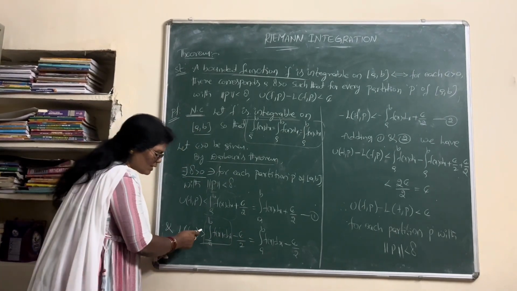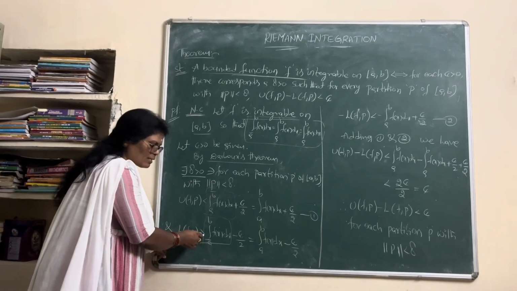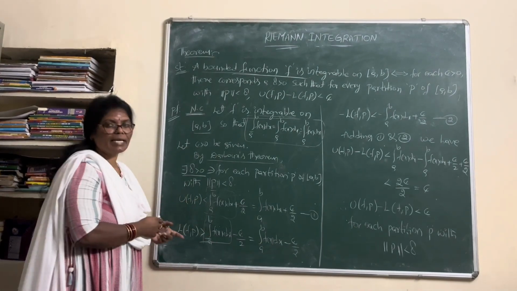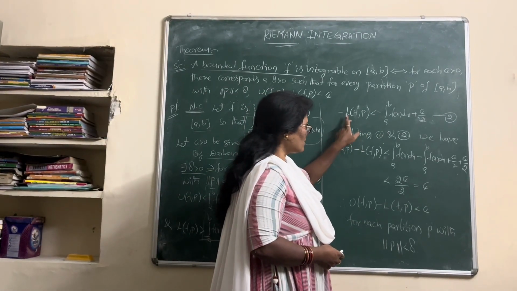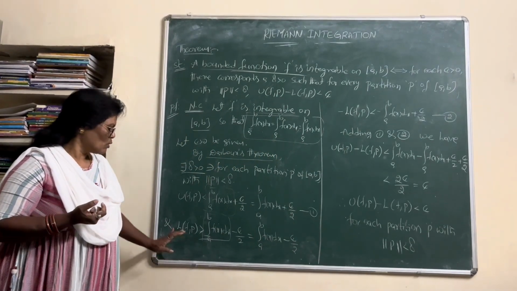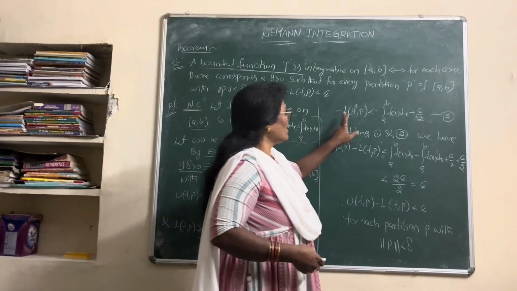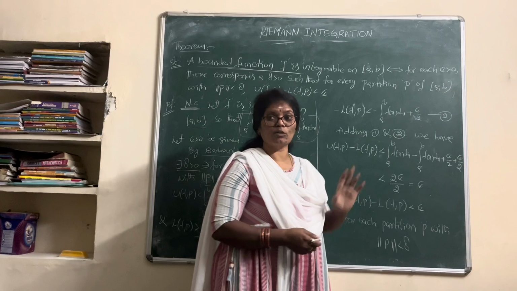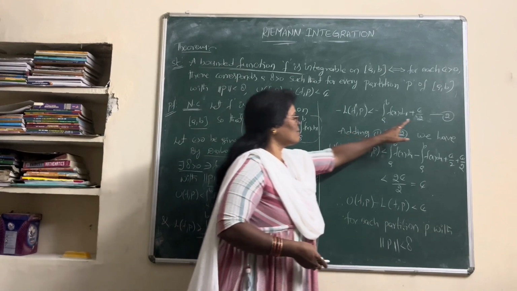Again, L(f,P) is greater than the integral from a to b of f(x) dx minus epsilon by 2. To get a less-than case, we need to take the negative on both sides, so the relation will change: greater than becomes less than. Minus L(f,P) is less than minus the integral from a to b of f(x) dx plus epsilon by 2, because the minus becomes positive. Make this equation 2.